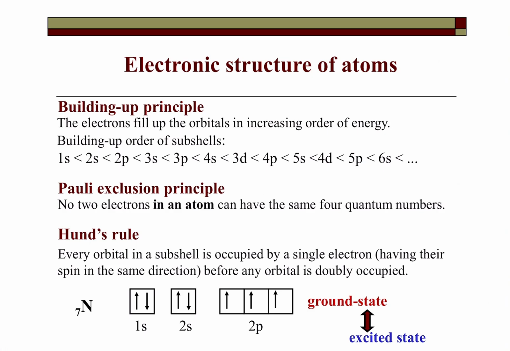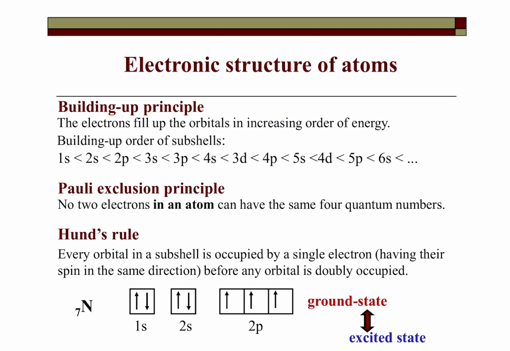Okay, now we understand the rules, but there is a very important rule in the electron structure of atoms. It is the building up principle. The electrons fill up the orbitals in increasing order of energy. Then usually we go from the first shell to the subshell, to the second shell, and so on from 1 to 2. But here the building up principle rule is very important.